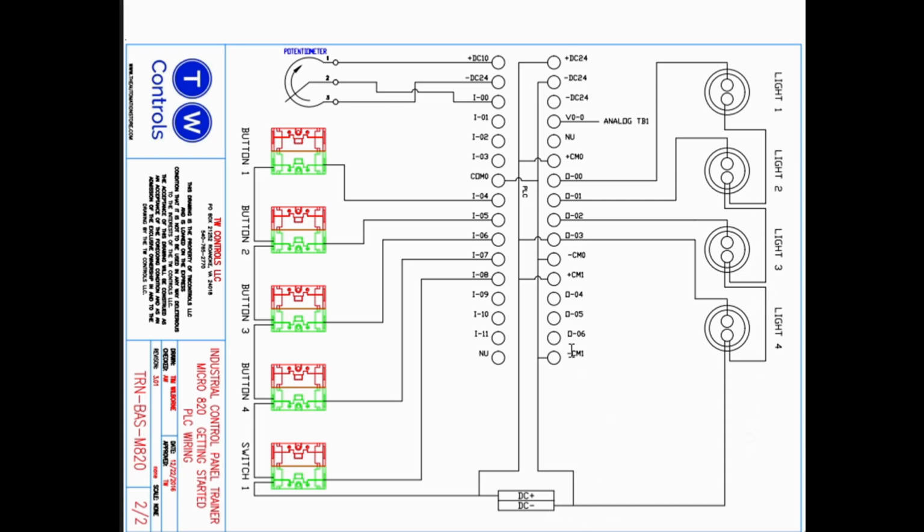to the minus DC. So what I'm going to do is connect this to output 4. We already have plus CM1 going to the plus of our power supply, and we have minus CM1 going to the minus of our power supply. So output 4 will go to one side of our relay, and then the other side of the relay, the same as these lights, will go to the minus.